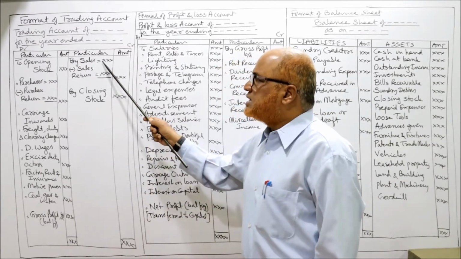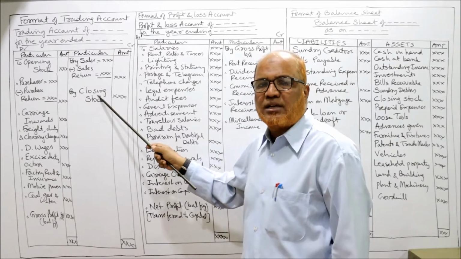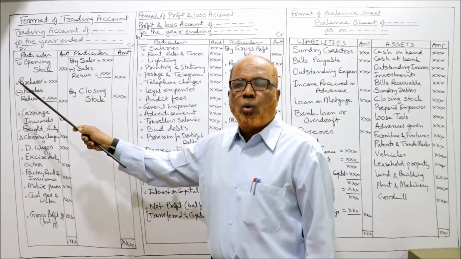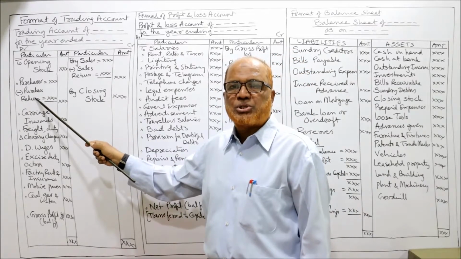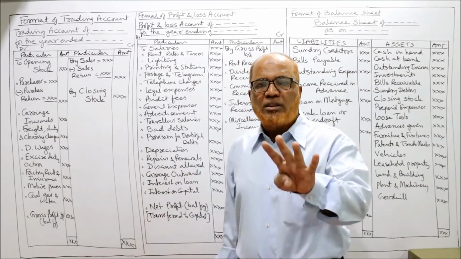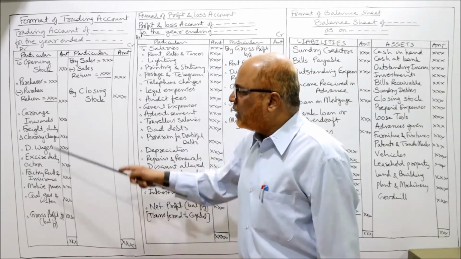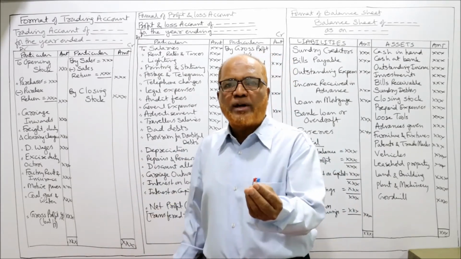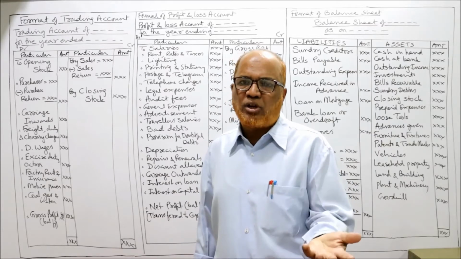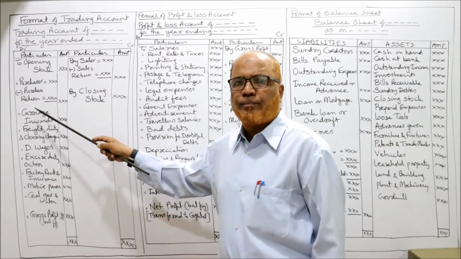The 4 items are sales less returns and closing stock. These are 2 items on the credit side and 2 items on the debit side: opening stock, purchases, sales, closing stock. These 4 items are compulsory, a must in every problem. Of the remaining expenses, few may be given, few may not be given. 1 or 2 expenses are given. You have to remember these items.